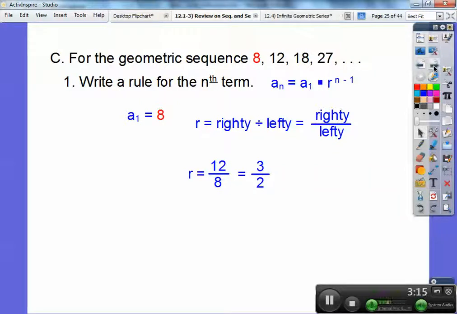Okay, that'll reduce to 3 halves. 4 goes into 12 and 4 goes into 8. I have some videos on fractions if you need a little review. Okay, so here we go. There it is right there: my first term times r to the n minus 1 power. I can't multiply 8 times 3 halves because 3 halves has an exponent, so you can't do any cross-canceling on that. That's your answer right there.